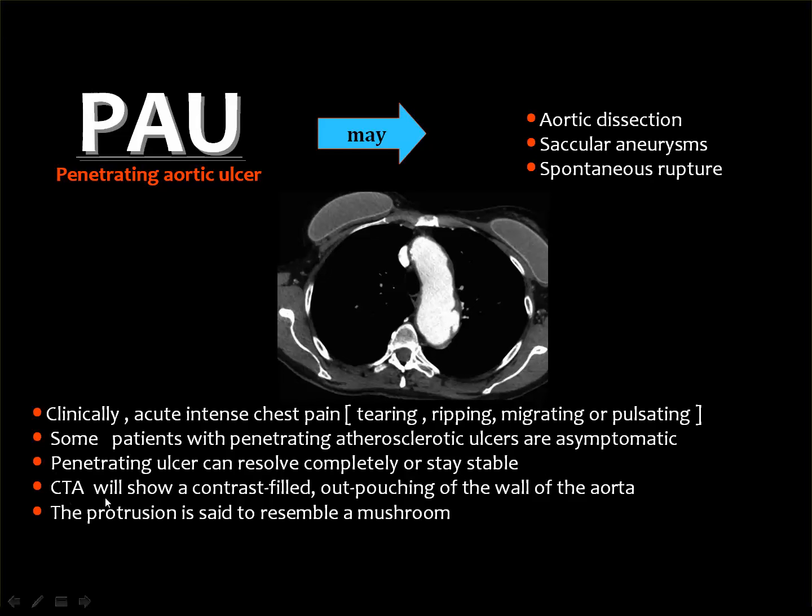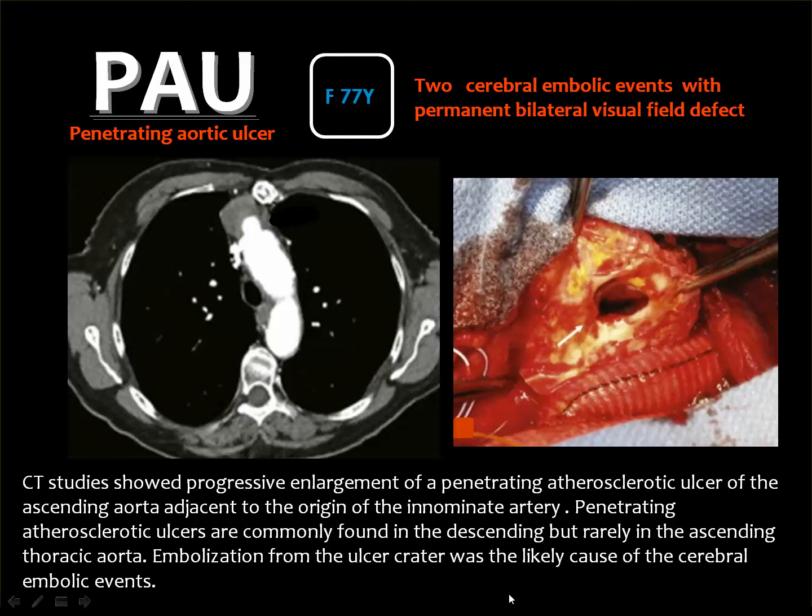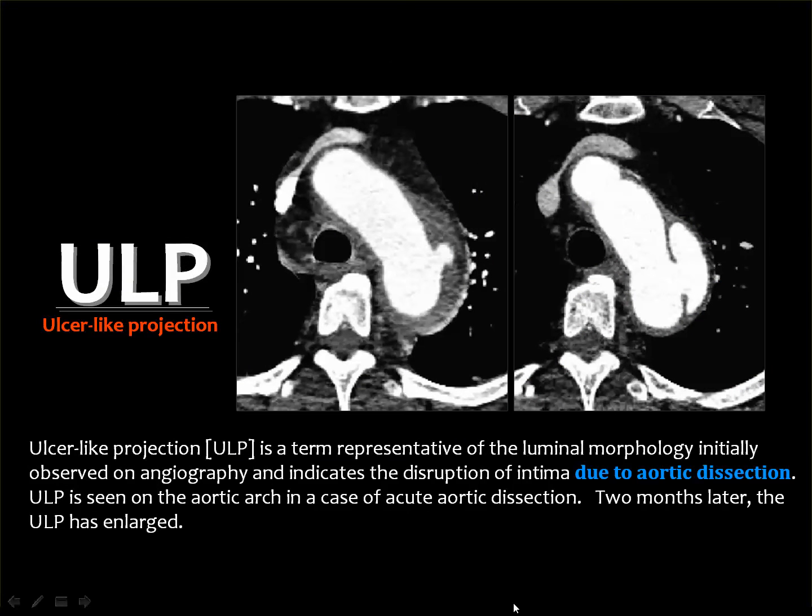Of course, CT angiography is one of the best ways to diagnose penetrating aortic ulcer. And this is a penetrating aortic ulcer near the origin of the innominate artery, and this is the surgical photo showing the site of the ulcer.